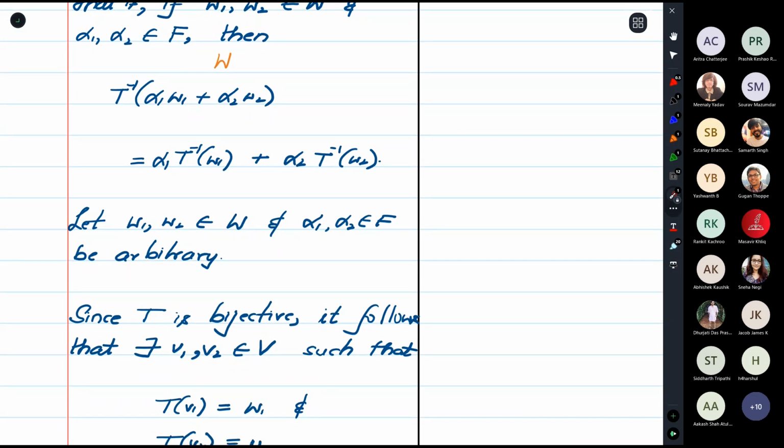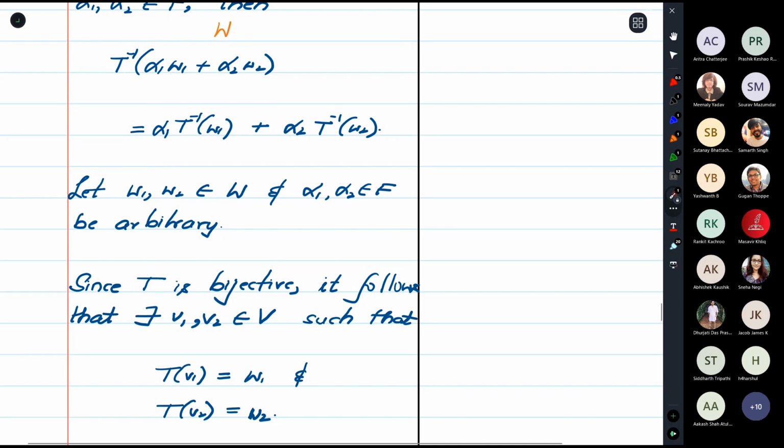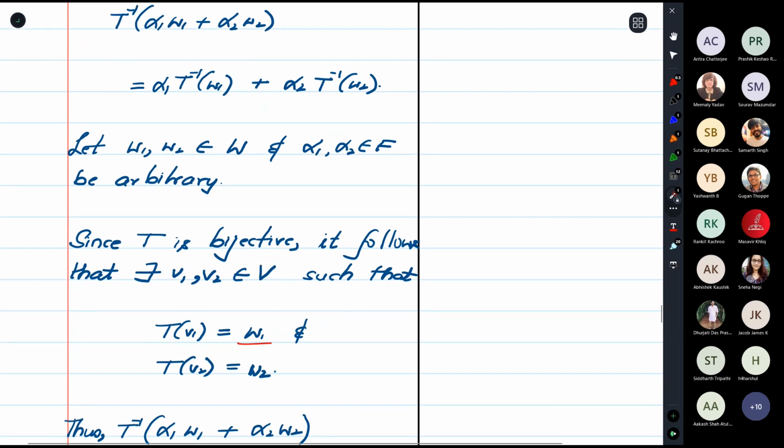So let's do that verification. Right now we know that T is a bijection. Since T is a bijection, I hope you agree that there exist vectors V1 and V2 in V such that T of V1 is W1 and T of V2 is W2. I hope you agree with this part.